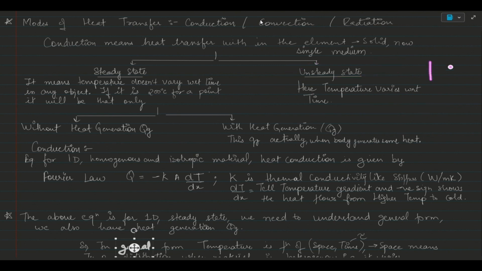Which means, let's say a body is heated from here, Q, and at time t equals 0 the temperature was 200 degrees Celsius. After time, let's say 10 minutes, I want to check what the temperature is. It dropped down to 50 degrees Celsius, so which means we are talking about unsteady state.